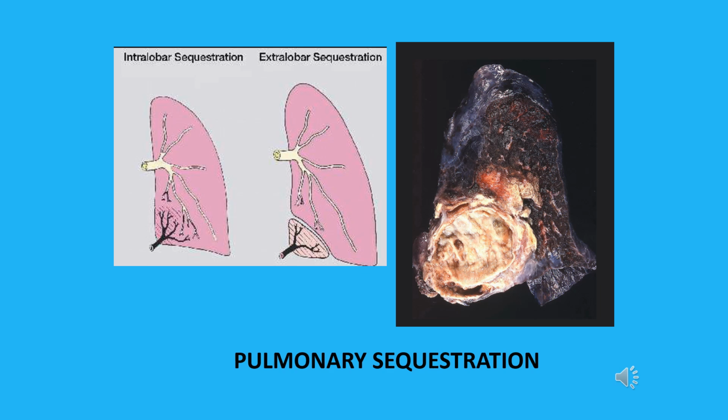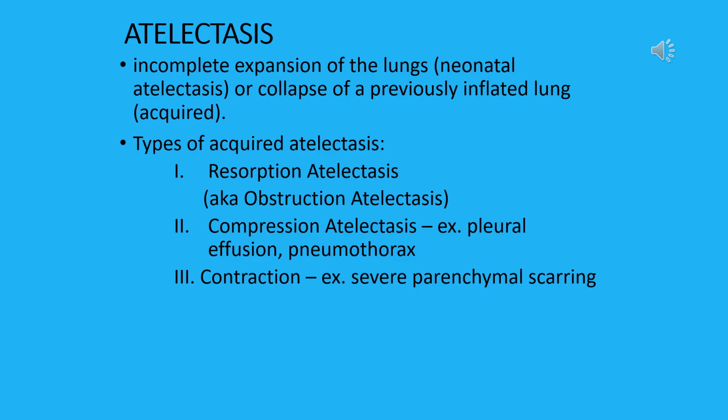One, extralobar sequestration are external to the lung and seen in infants presenting as mass lesions. Number two, intralobar sequestration occur within the lung and are seen in older children presenting with recurrent localized infection or bronchiectasis. We are done on the discussion of congenital disorders of the lungs. We go to the next topic, which is atelectasis.